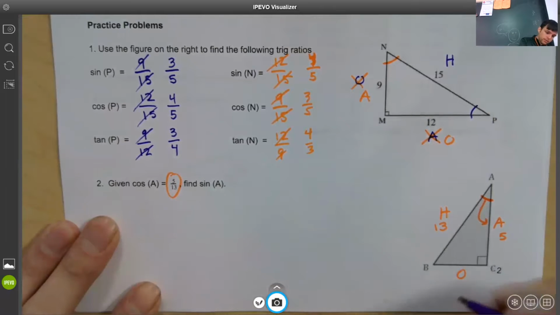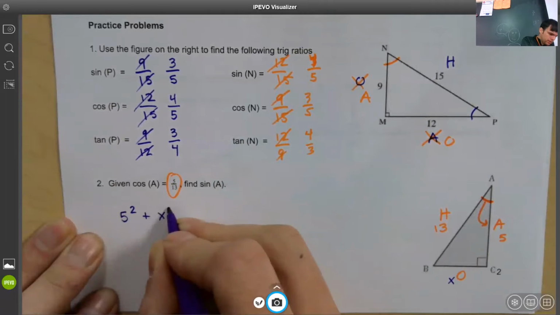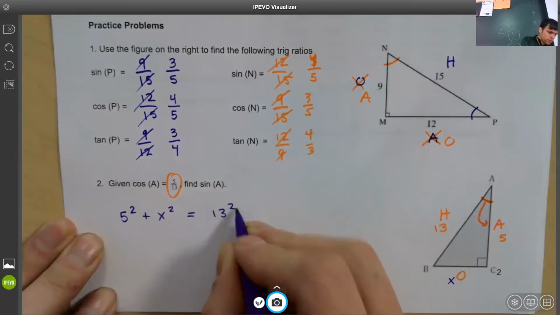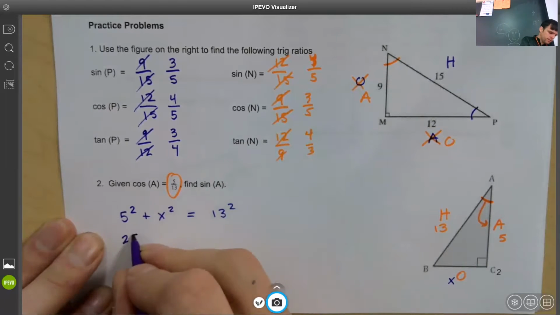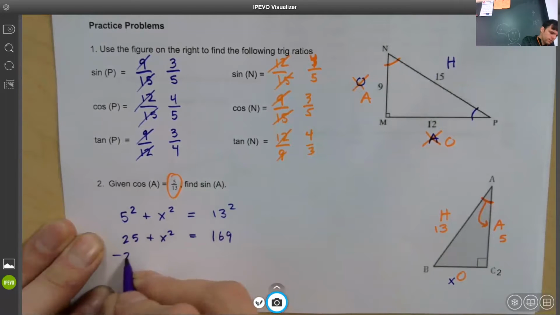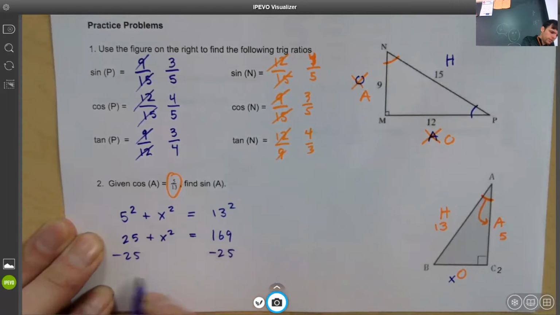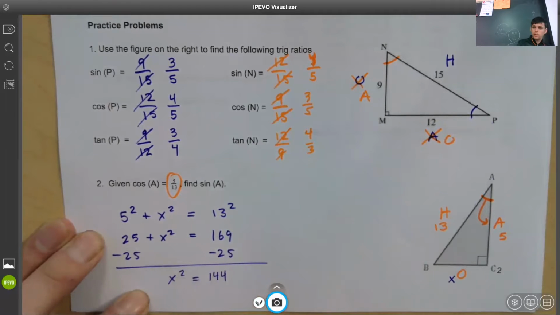Leg squared plus, we'll call this one x, leg squared equals hypotenuse squared. So 5 squared plus x squared equals 13 squared. Let's simplify this. We'll solve it here. I have x squared is equal to 144. Take the square root of that, get x equals 12. So my opposite side here is 12.